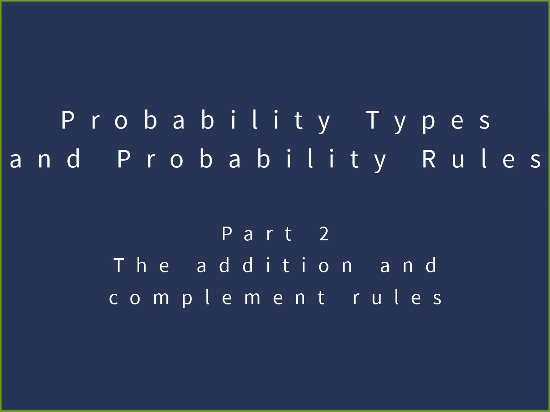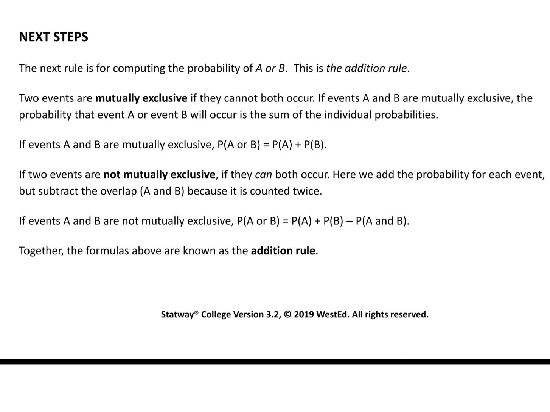In this video, we're going to continue to discuss probability rules. In particular, we're going to focus on the addition rule. The addition rule is used in computing the probability of A or B. Or is the key word here.